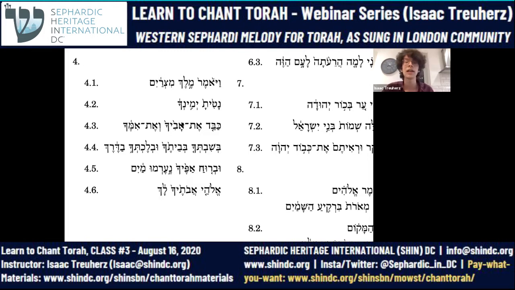Kabed et avicha. Kabed et avicha. Ve'et imecha. Once more, and then I'll ask someone 4.4. Kabed et avicha. Ve'et imecha. Anyone want to stab 4.4? I see lots of mouths moving on mute. So I'll give you a moment if we're running it through ourselves, and anyone who wishes to unmute.